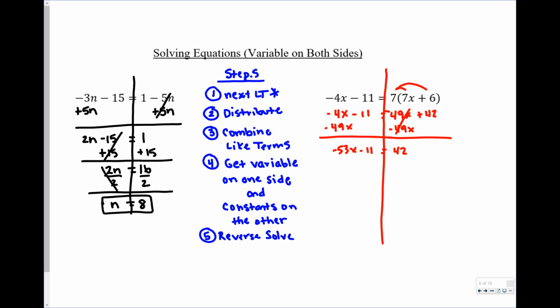All right, now we're going to add the 11. Get all the constants on that side. I get negative 53x equals positive 53. Divide both sides by negative 53. Watch your signs. And I get that x equals negative 1. Important are signs. Okay? All right, we've got 3 more problems, I believe, to work out. They're a little bit scarier, but still follow the same steps.